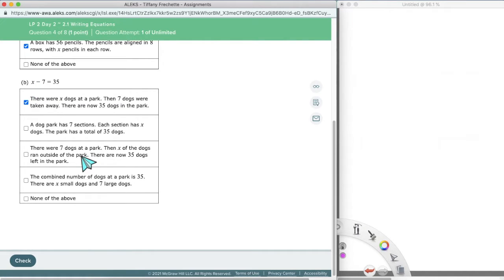And then the bottom one: the combined number of dogs at a park is 35. Okay, that's still a total. There are X small dogs and 7 large dogs. Well, this would mean that we're probably adding these together. If there's this many small dogs and this many large dogs, this isn't talking about any kind of subtraction. Combined number, though, tells me there's probably going to be some kind of addition. I'm putting them together, so this should be it for that second one. Let's see what we get. Perfect.